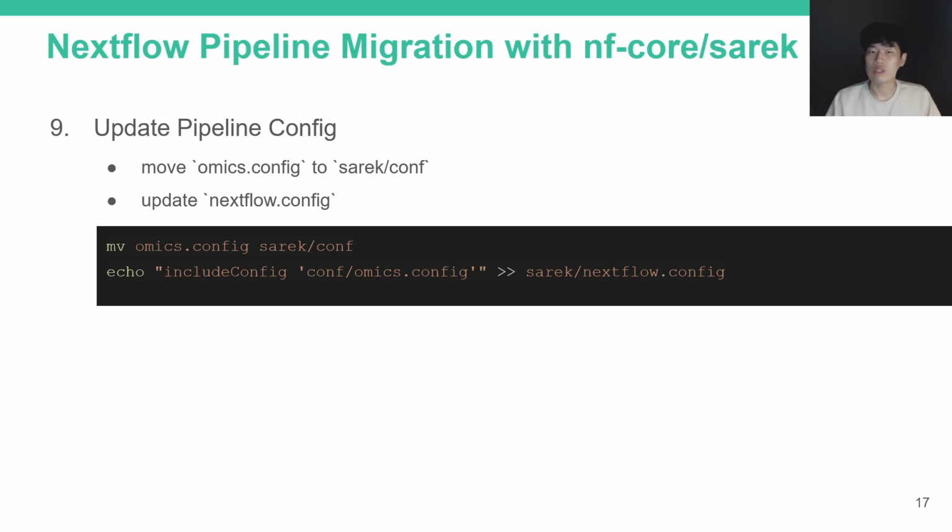We also generated the omics.config file. This file needs to be moved into the Sarek directory. So we're actually modifying the Sarek project that we cloned from GitHub. After moving this file, add a single line at the bottom of the nextflow.config file to include our new configuration.